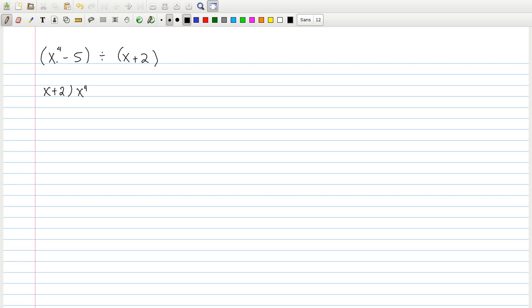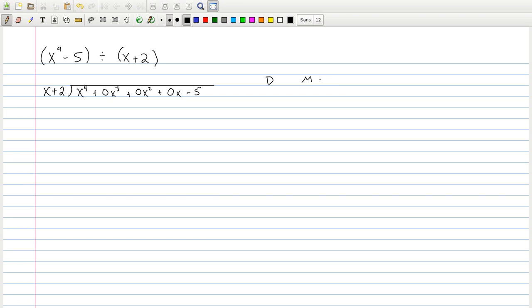Now x to the fourth minus 5 is missing some terms. There is no x cubed term here, so I'm going to leave a 0x cubed as a placeholder. Likewise, there is no x squared term, so we'll write in a 0x squared as a placeholder, and a 0x, and then finally the minus 5. So we'll write our division bar in here, and then we're ready to start the long division process.